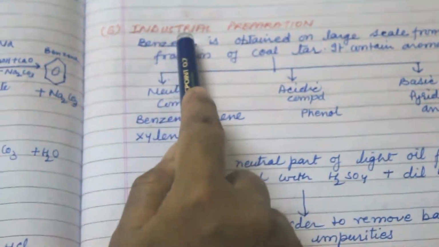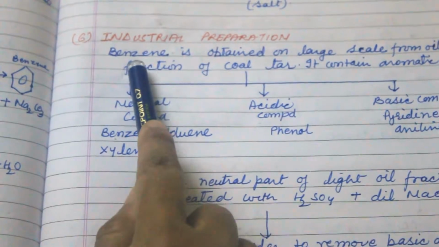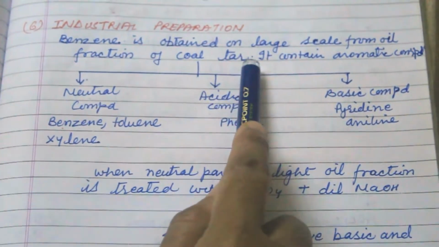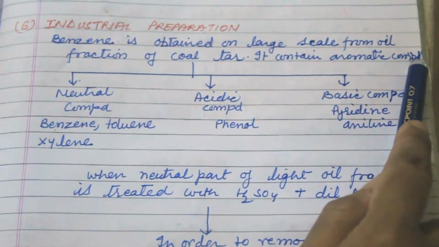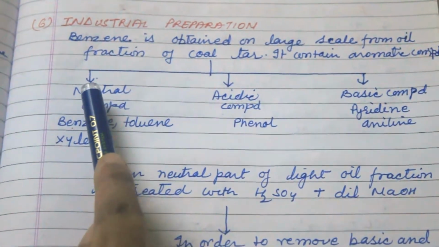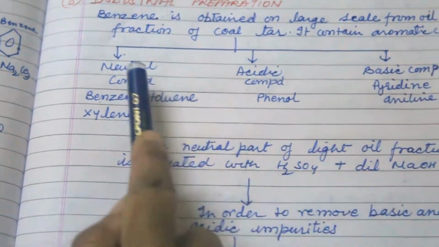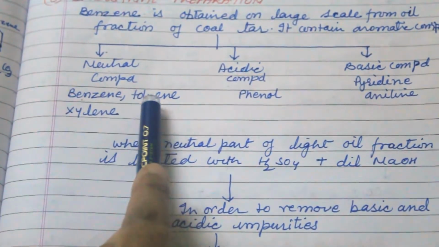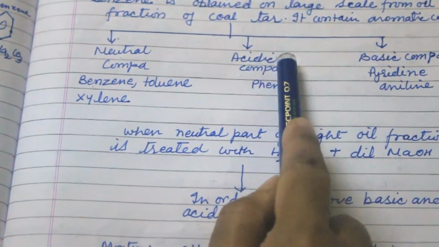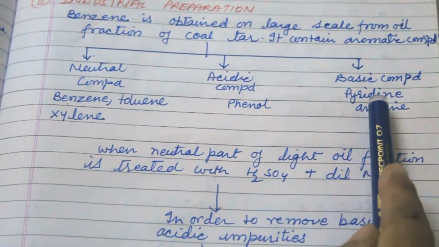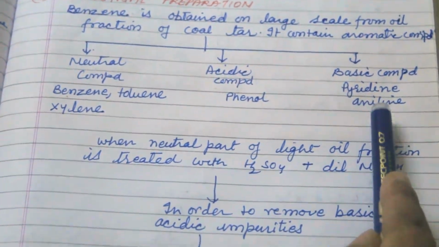Now next is industrial preparation. Benzene is obtained on a large scale from the oil fraction of coal tar. It contains aromatic compounds. The aromatic compounds are of three types: neutral, acidic, and basic compounds. In neutral, benzene, toluene and xylene are present. In acidic compounds, phenol is present. In basic compounds, pyridine and aniline are present.